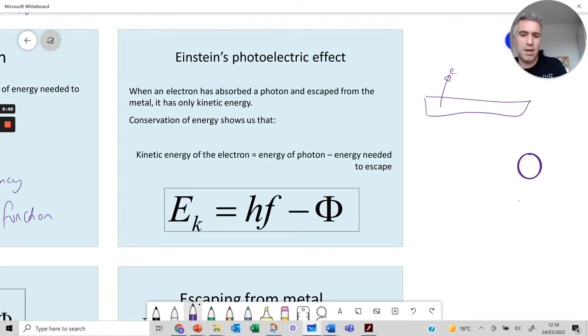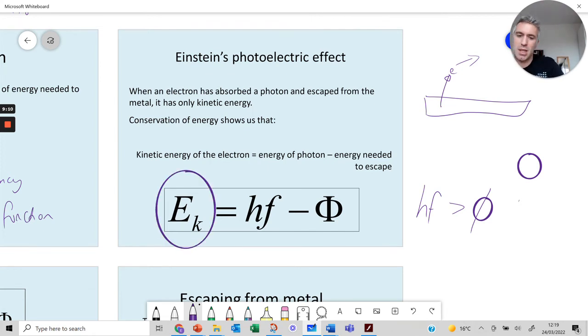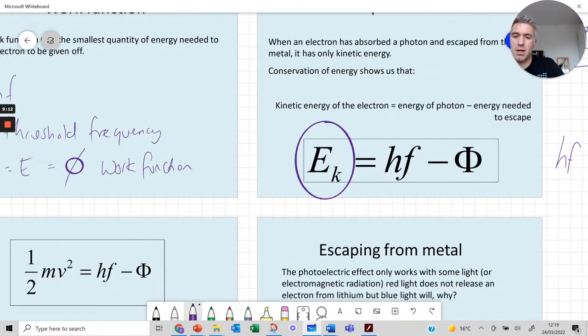But if the photon has greater energy than the work function, that means there's a little bit of leftover energy for the electron, and the electron then can do stuff. The electron can fly, it can run free. How do we describe the energy of a moving electron? We talk about it in terms of kinetic energy. Things keep going to this crazy highlighting.